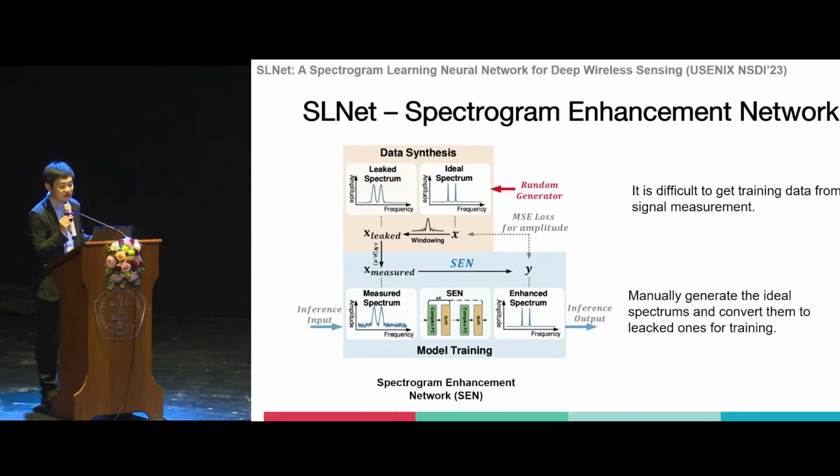To handle this, we propose a neural network based method for spectrogram enhancement. The input of this network is a blurred and leaked spectrum, and the output is the ideal spectrogram. We first generate ideal spectrograms with 1 to 5 frequency components. Then we simulate spectrum leakage and blur, and use the pairs of ideal and degraded spectrograms to train the network. In this way, the model learns to remove blur and leakage from the observed spectrum.